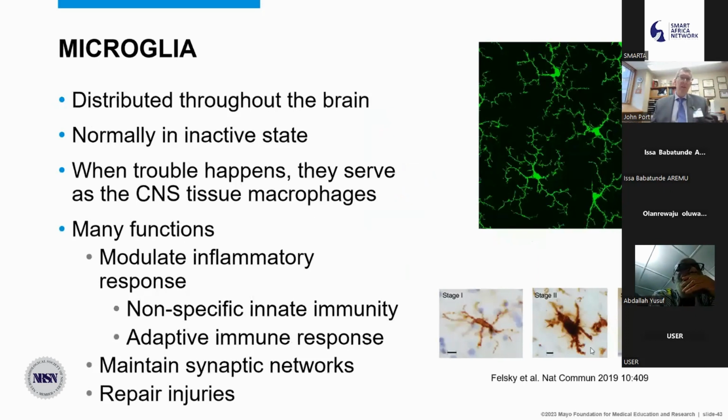Microglia is another glial cell line that is also distributed fairly evenly throughout the brain, and they just sit there normally, inactive. They don't do much of anything. But when there's, quote, trouble, when there's some insult to the brain, they are the first responders within the central nervous system. So if you will, these are the inflammatory system of the brain. They have many functions. They modulate inflammatory responses with innate immunity, and they can call the immune system to help out. Day to day, they're important for maintaining synapses and repairing any injuries that come up.